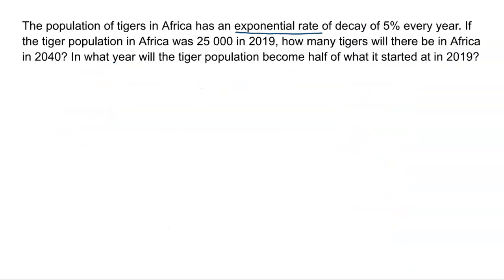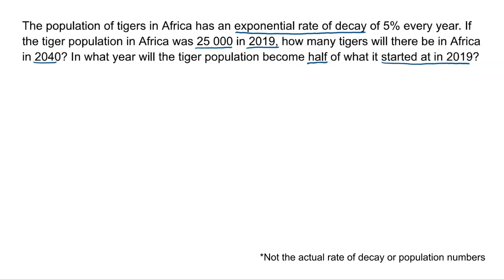This question says the population of tigers in Africa has an exponential rate of decay of 5% every year. Notice it's a rate of decay. We'll come back to that in a moment. If the tiger population in Africa was 25,000 in 2019, how many tigers will there be in Africa in 2040? And then in what year will the tiger population become half of what it started at in 2019?